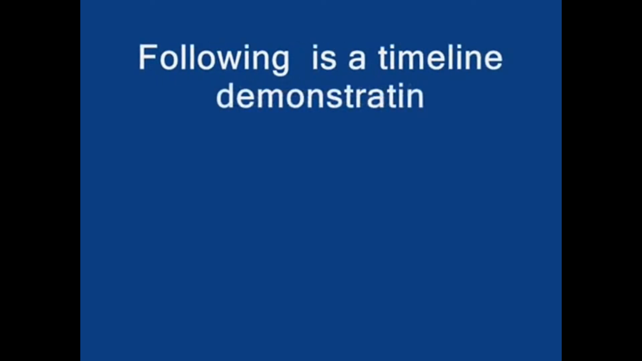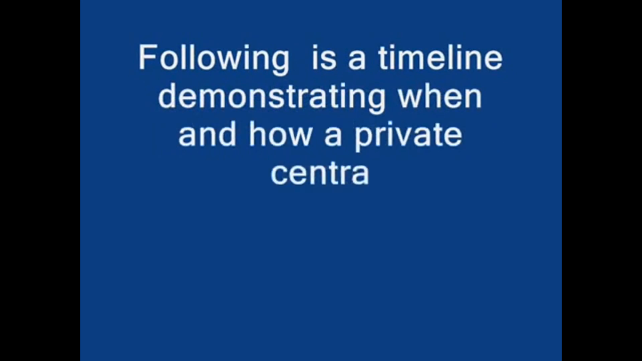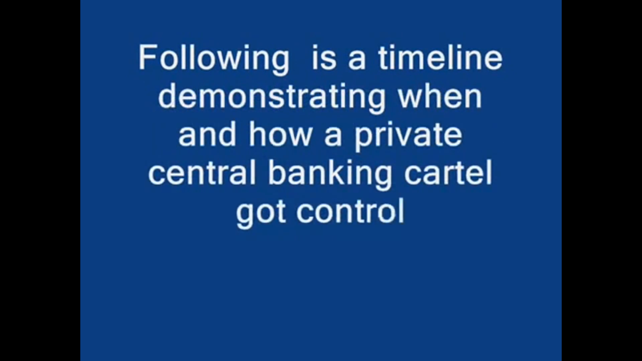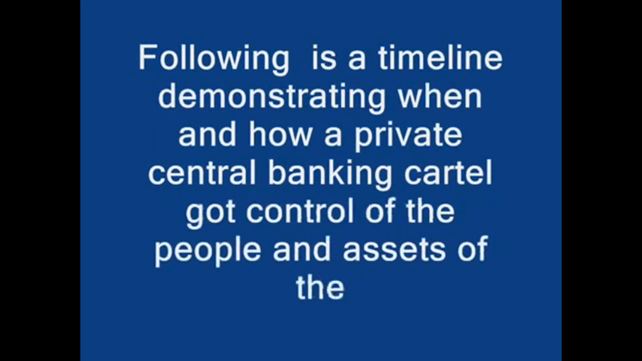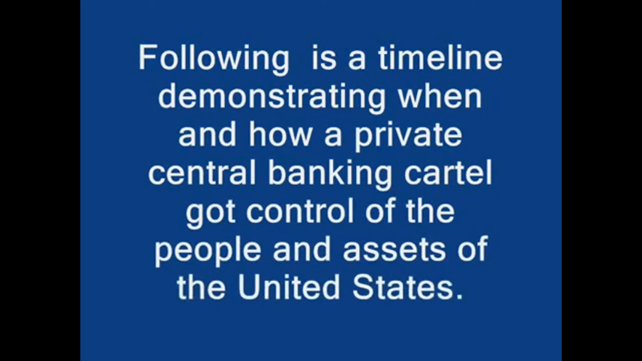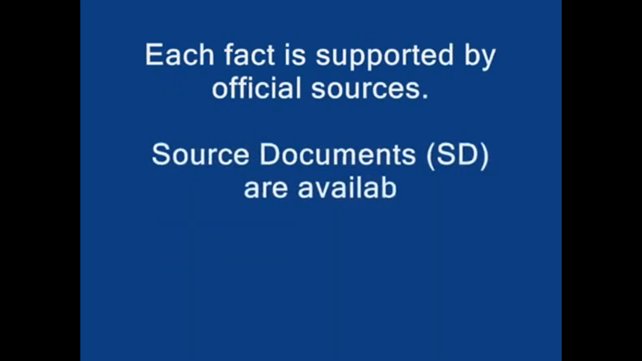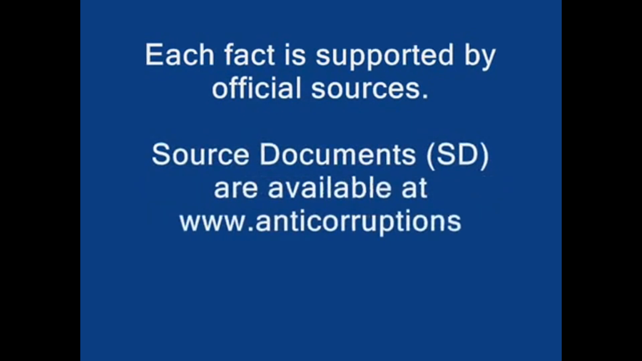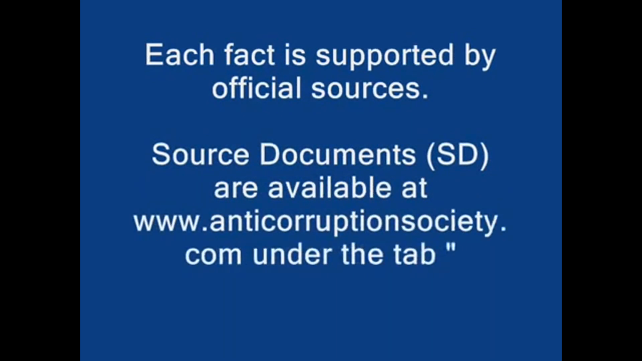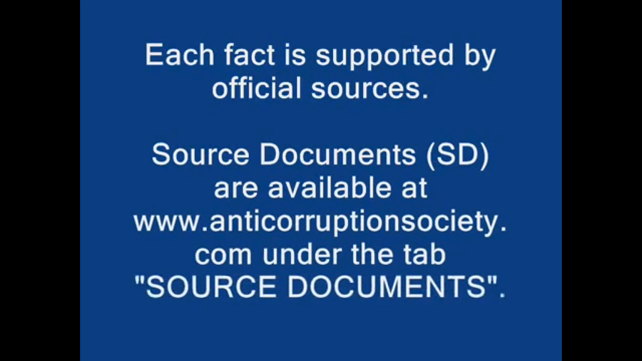Following is a timeline demonstrating when and how a private central banking cartel got control of the people and the assets of the United States. Each fact is supported by official sources. Source documents, SD, are available at www.anticorruptionsociety.com under the tab Source Documents.